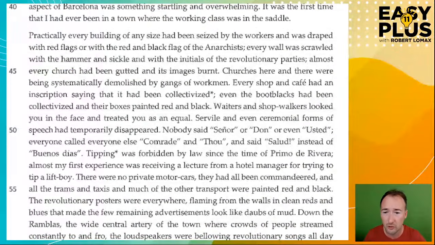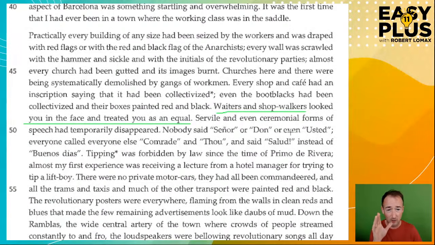Okay, collectivization, waiters and shop walkers. Okay, so suddenly we're into something that looks relevant. Waiters and shop walkers looked you in the face and treated you as an equal. And it goes on to say servile, might be a word you don't know, and even ceremonial forms of speech had temporarily disappeared. Nobody said señor or don or even usted. Okay, everyone... That's my attempt at Spanish. Everyone called everyone else comrade and thou and said salud instead of buenos dias, and so on. But I think we might have found the key information.